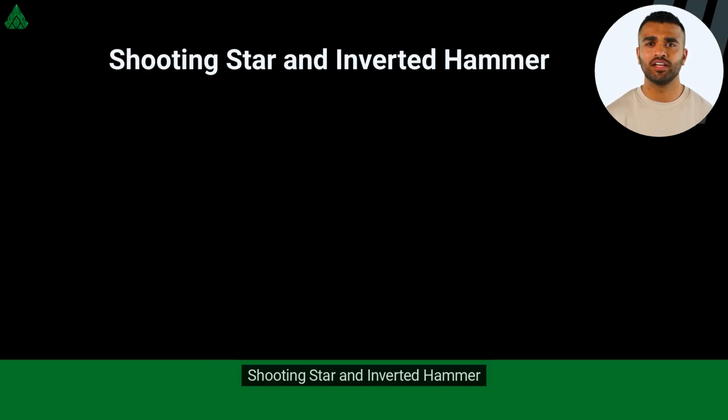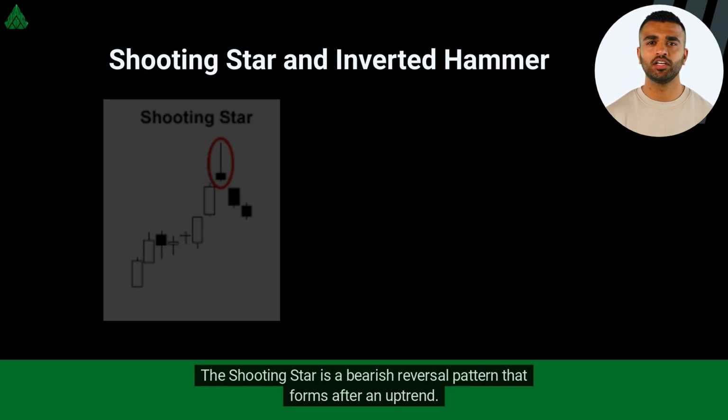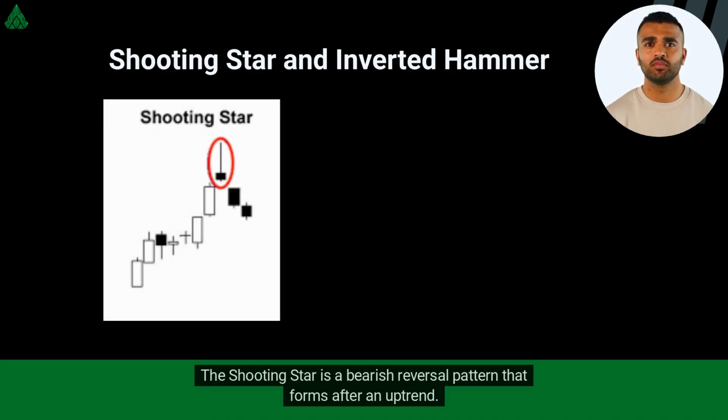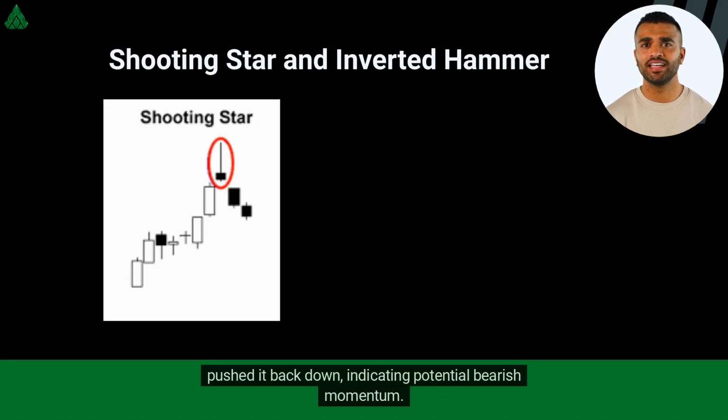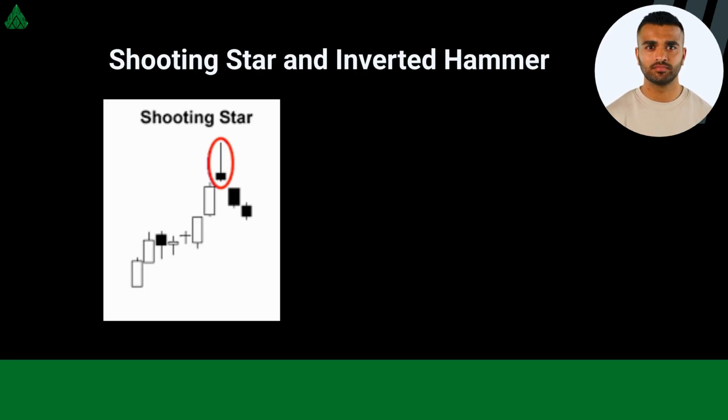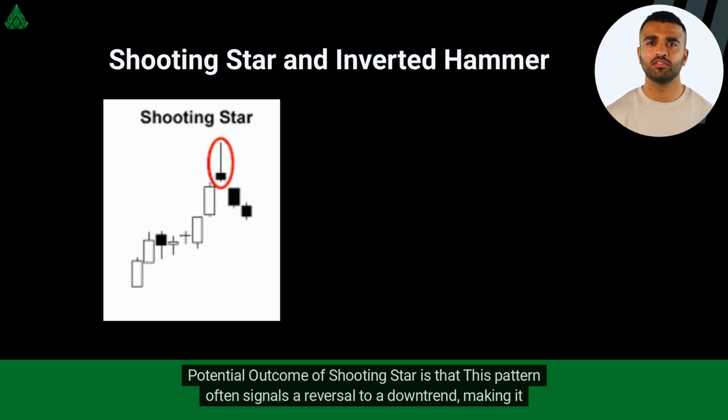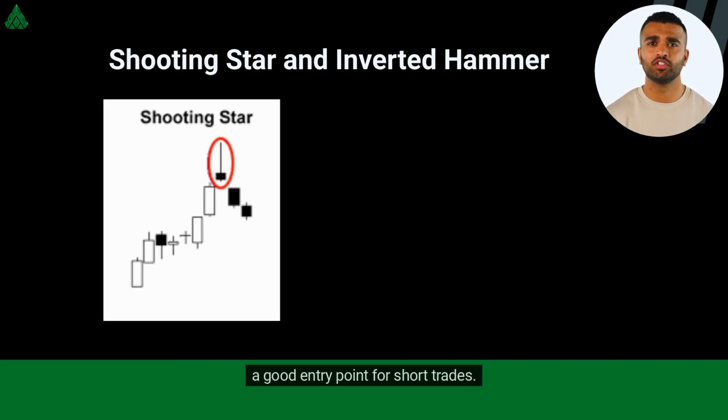Shooting star and inverted hammer. The shooting star is a bearish reversal pattern that forms after an uptrend. Its long upper wick suggests that buyers drove the price up during the session, but strong selling pressure pushed it back down, indicating potential bearish momentum. A potential outcome of the shooting star is that this pattern often signals a reversal to a downtrend, making it a good entry point for short trades.